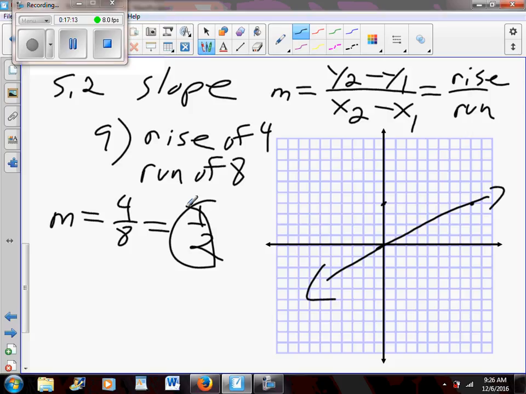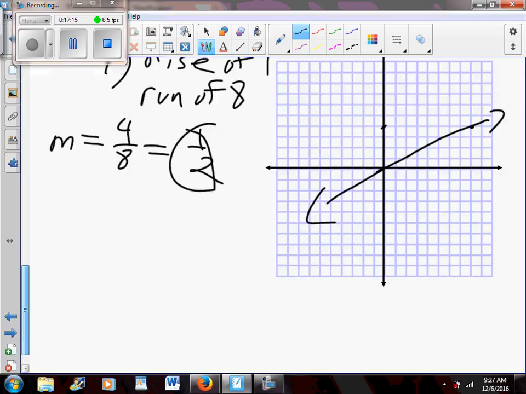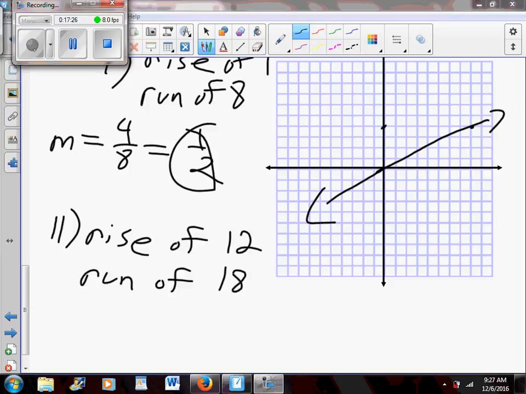So, on number 11, you've got a rise of 12. Okay, so look, problem 11, I want y'all to do this. Rise of 12, run of 18. Go. Okay, so rise over run. 12 over 18.